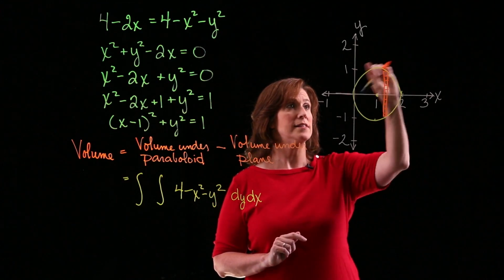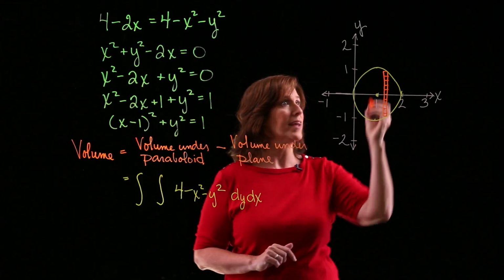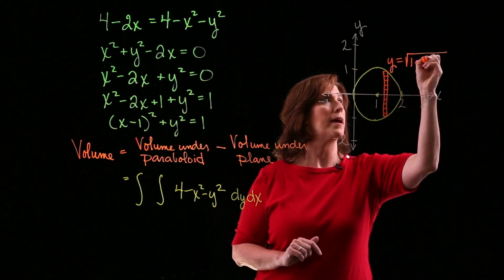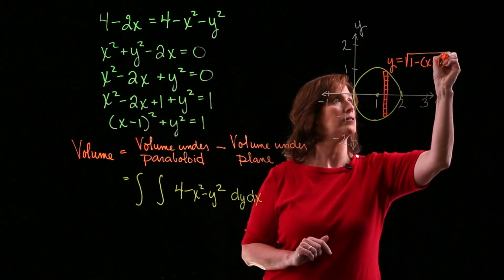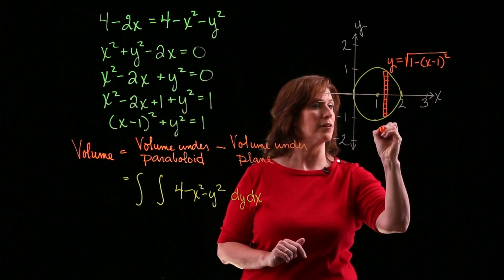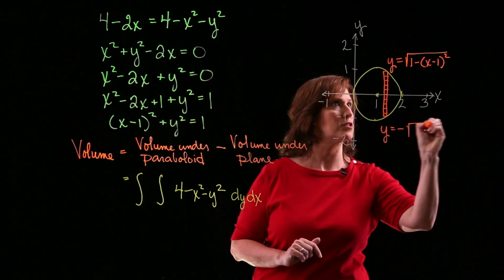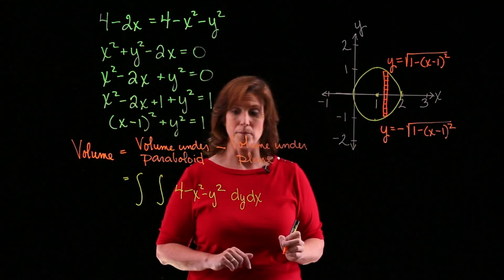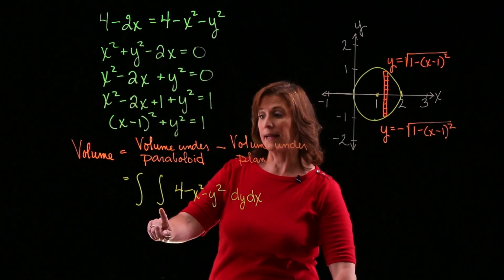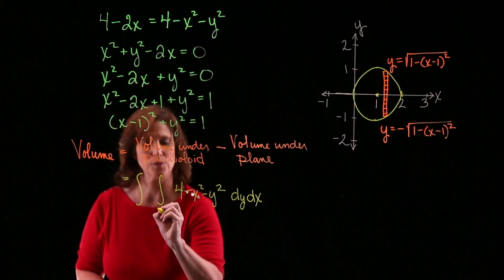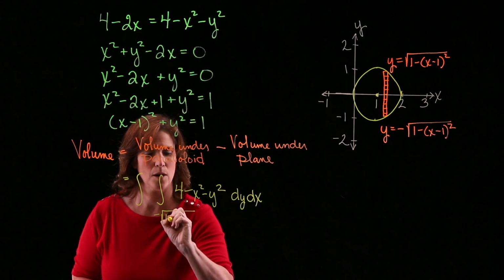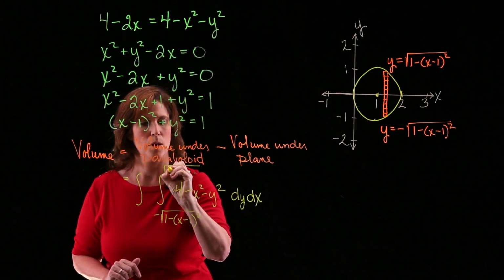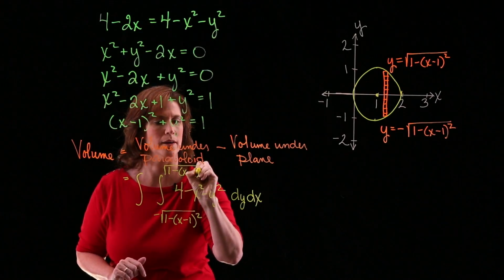Remember, this is the top half of my circle. So I can write this as y equals the square root of 1 minus the quantity x minus 1 squared. The bottom half of the circle is y equals minus the square root of 1 minus the quantity x minus 1 squared. So my limits of integration will be exactly those functions. So I'll go from negative square root of 1 minus the quantity x minus 1 squared to positive square root of 1 minus the quantity x minus 1 squared.